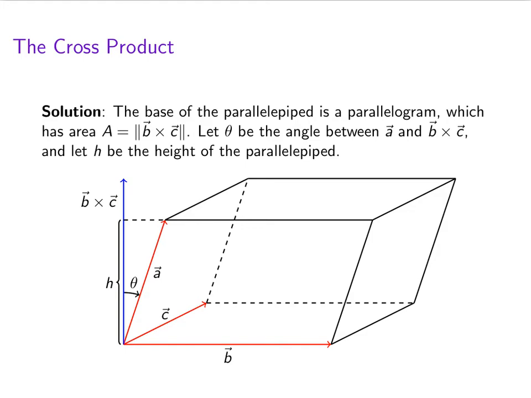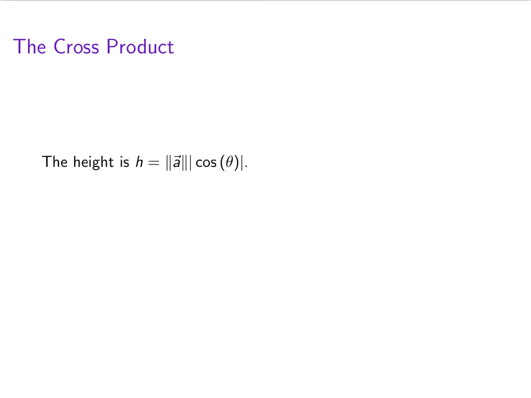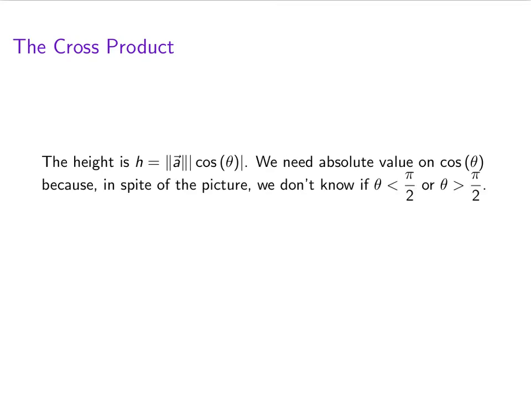So we have all the ingredients now that we need in order to compute the volume of this parallelepiped. So the height is length of a times absolute value of cosine theta. Now the reason we need absolute value on cosine is because even though what you see in this picture, we don't actually know whether theta is less than pi over 2 or bigger than pi over 2. We don't really know what's going on there. So we'll have to keep that absolute value in.